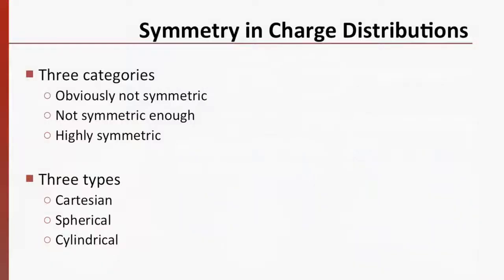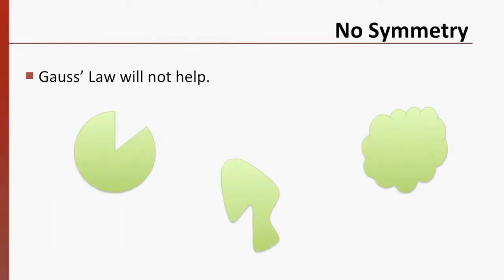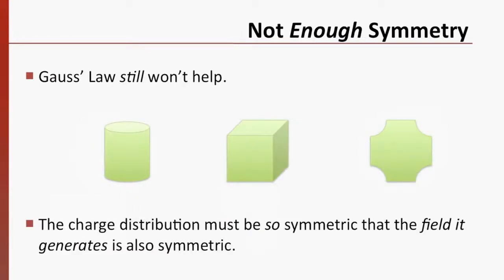There are three categories that we'll investigate and three types of symmetry to consider. Our hope is to have a highly symmetric charge distribution with any of the three types of symmetry. That's when Gauss's law is easiest to apply. These examples have little or no symmetry to them and are not the sort of thing for which we can use Gauss's law. These three charge distributions have visible symmetry, but that's not enough. We need a charge distribution so symmetric that the field it generates is also symmetric.